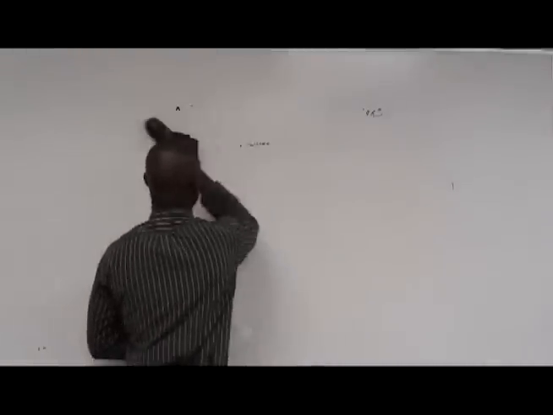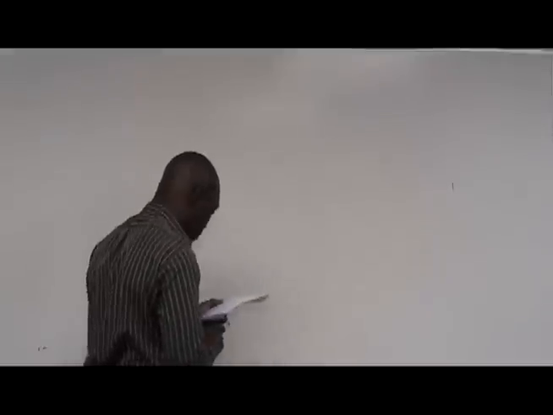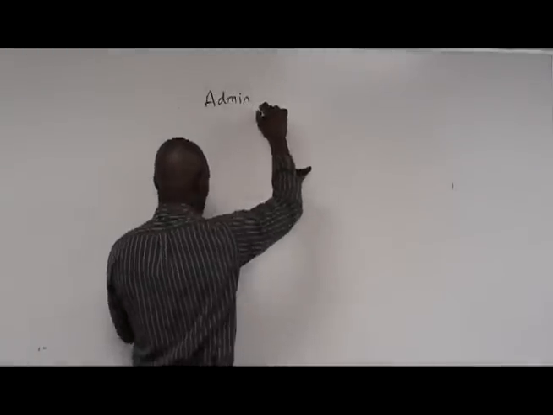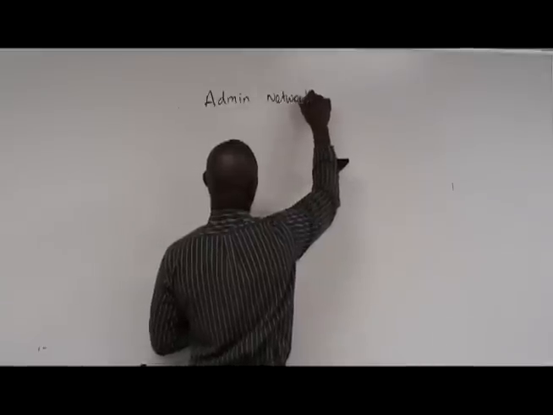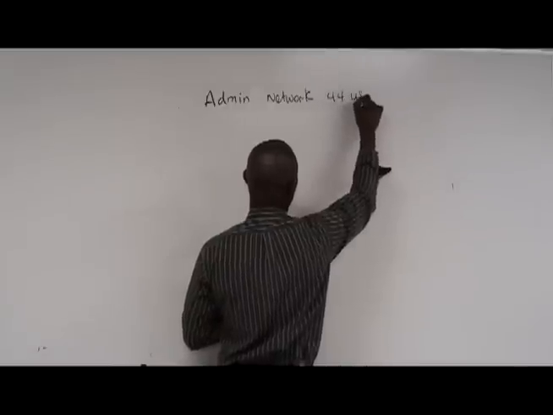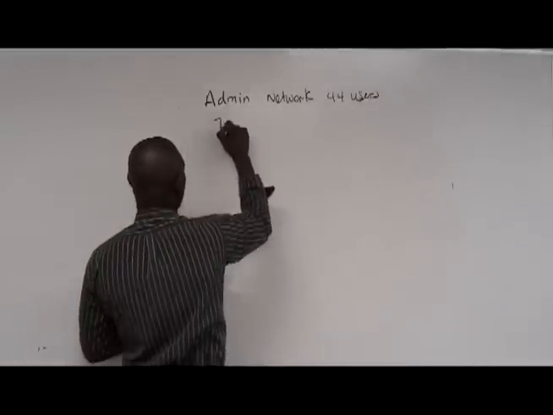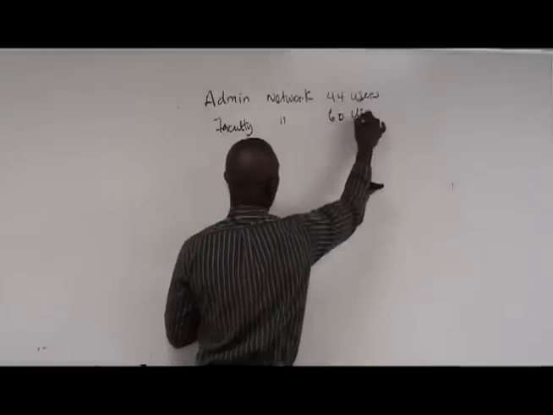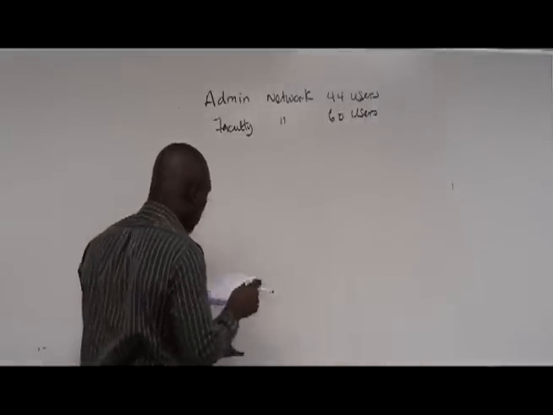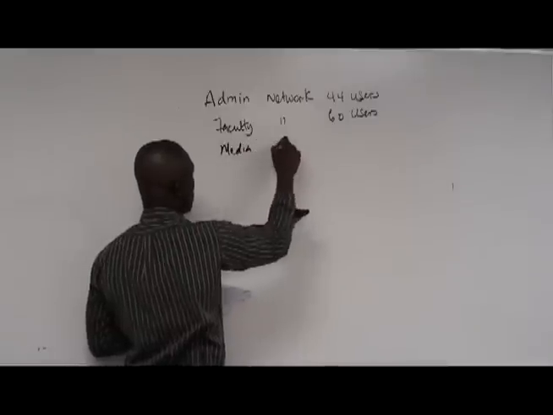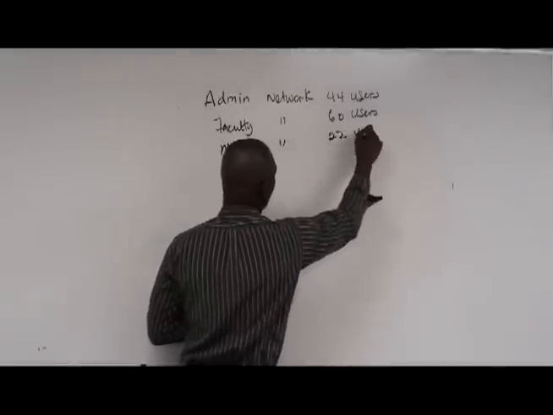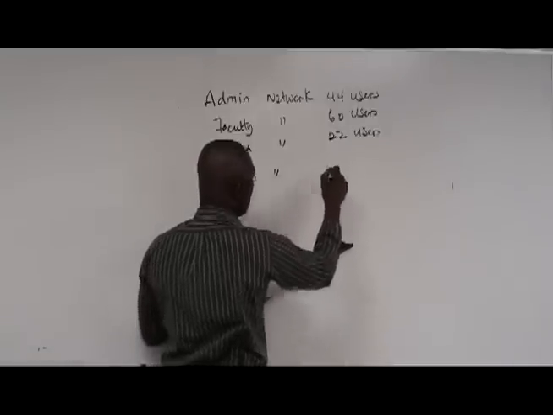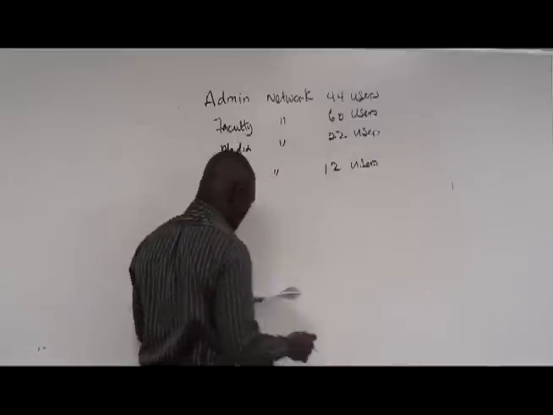Right? So let me write up a next typical scenario here. I'm going to use the same concept of the admin network. Admin network is equal to what? 44 users, right? Faculty network is, let me say, 60 users. Cool. The media network is 22 users, and your library network is 12 users, right?